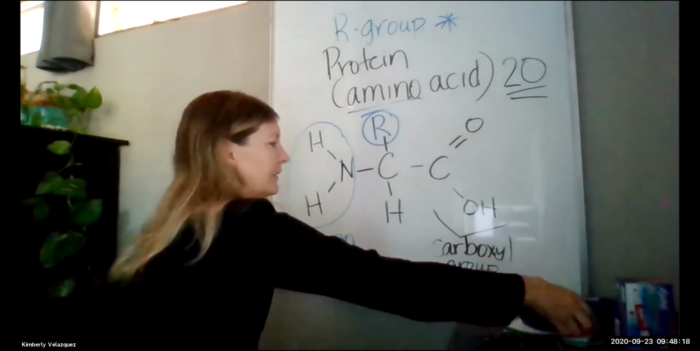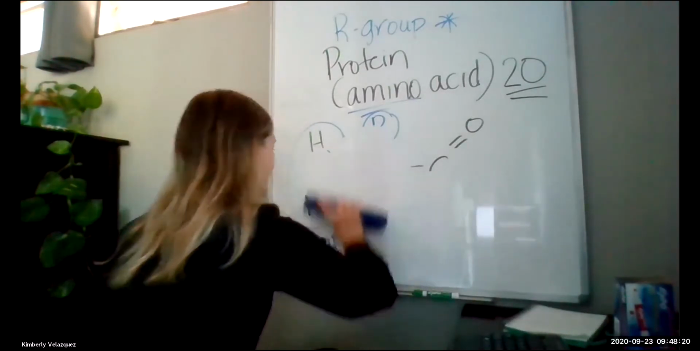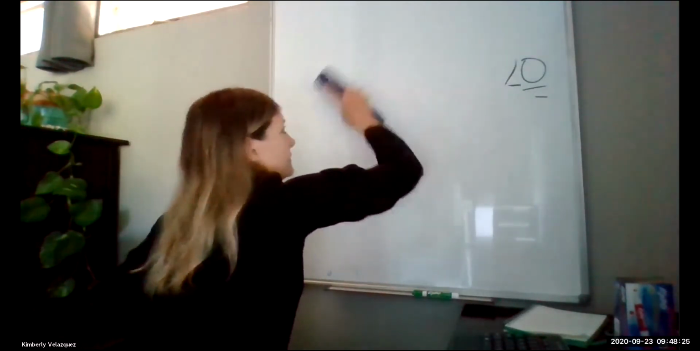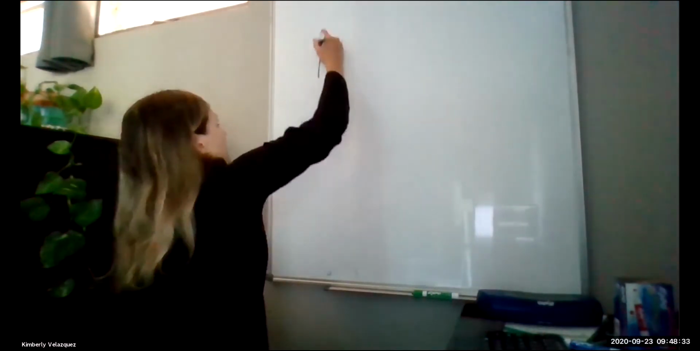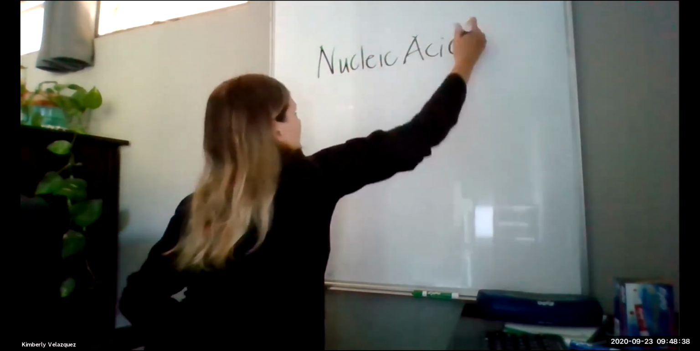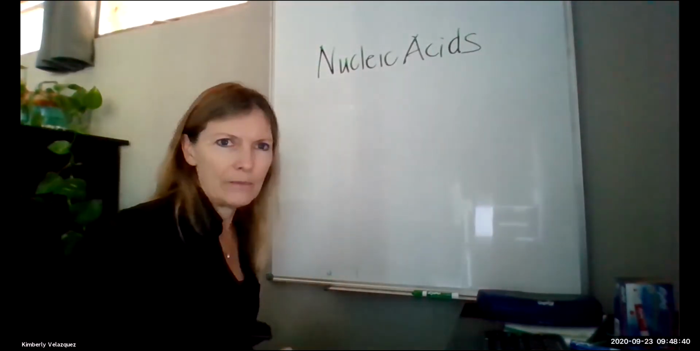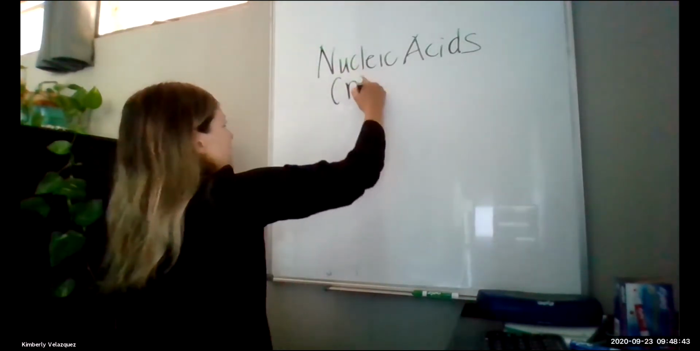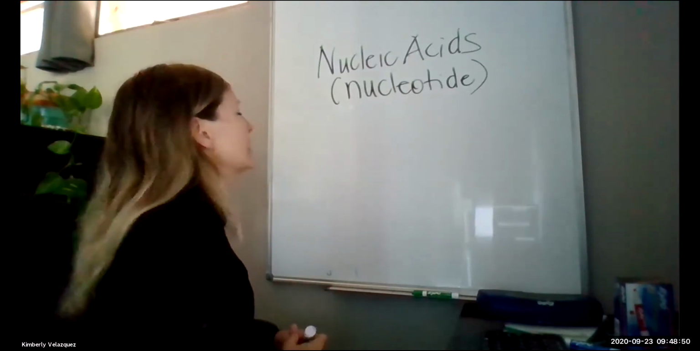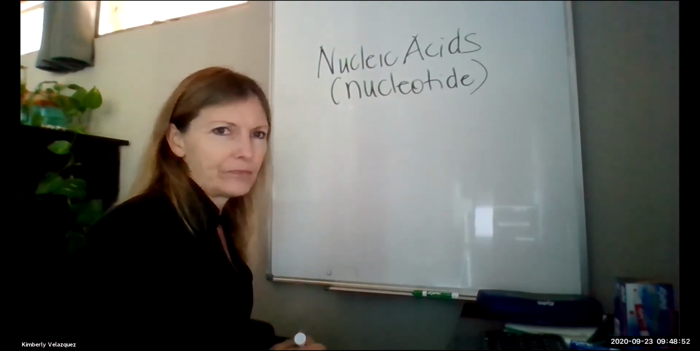Then lastly, the 4th category of macromolecule that you need to be able to visually recognize and know about are nucleic acids. And again, I'm going to draw the monomer, which is called a nucleotide. The polymer would be the chain of those, called a polynucleotide. But I'm just going to draw the monomer.